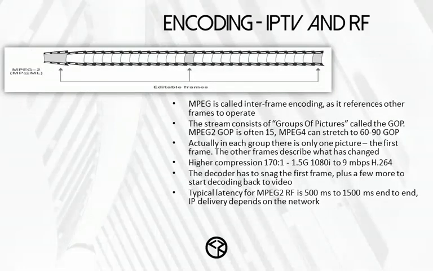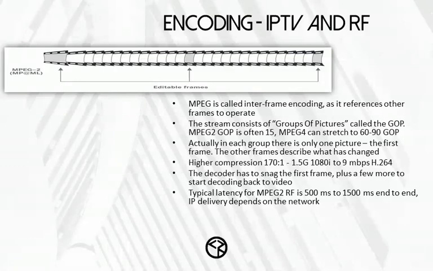I group MPEG systems like IPTV and RF in a separate category from switching because the encoding has much more compression and has much more latency. You never get to zero when we're talking about MPEG compression. MPEG is an interframe encoding system, as there's not individual pictures. Each frame is looked at and compared with other frames.